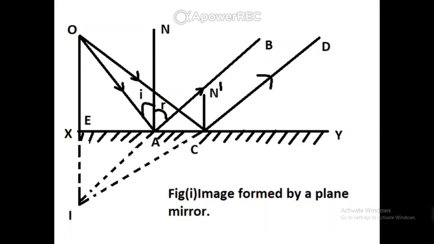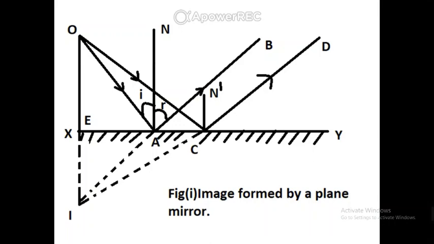And we can show here object distance equals image distance. Object distance means the distance of the object from plane mirror XY, and image distance means the distance of the image from plane mirror XY. So XO or EO is the object distance, and XI or EI is the image distance in this figure. We have to show that object distance equals image distance, meaning OE equals EI, or OX equals XI. In this derivation, we can show that OE equals EI.